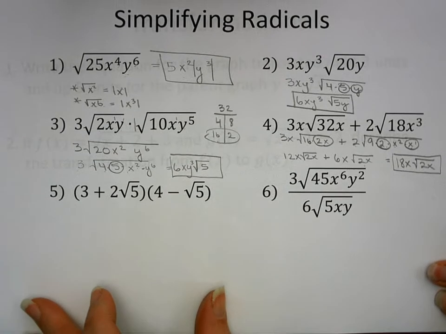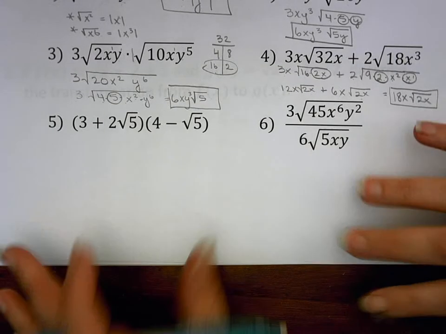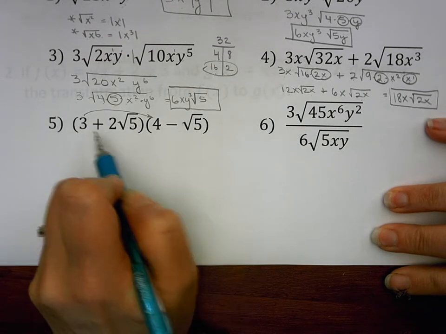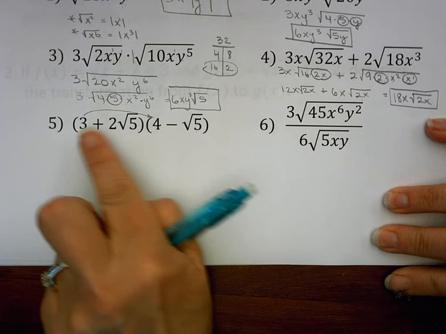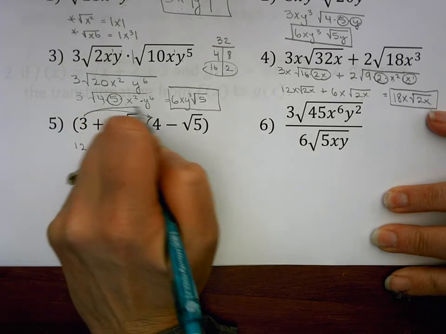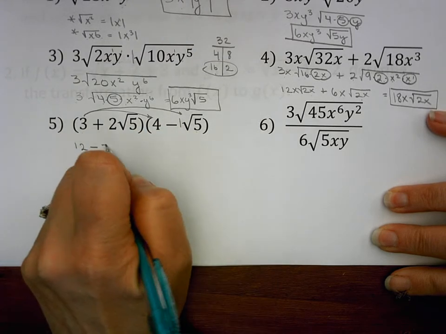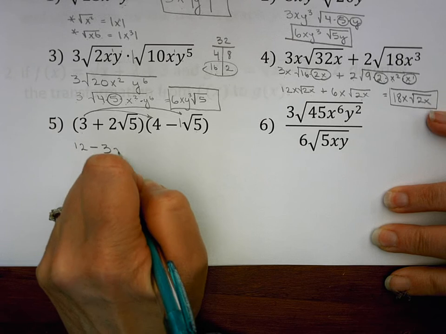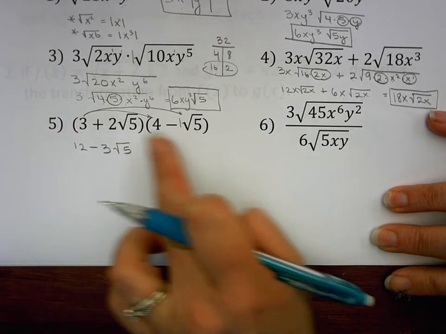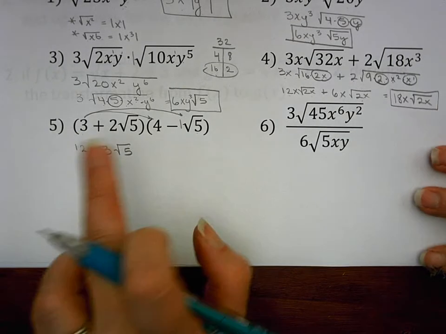Okay, for question number 5, I want to distribute. So I'm going to multiply 3 times 4, and then also to the root 5. So I'm going to multiply 3 to both of these. So 3 times 4, and then 3 times the negative, and there's an implied 1 here, so 3 times negative 1, and then just root 5. So I don't want to multiply the 3 and the 5 together, right, because I have a rational number with an irrational. So 3 times negative 1 root 5 is negative 3 root 5.